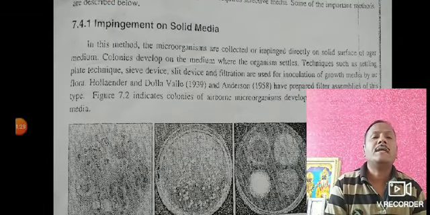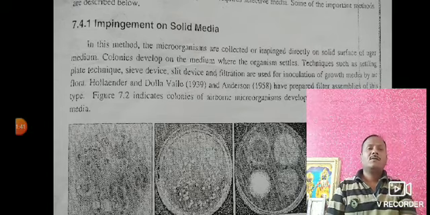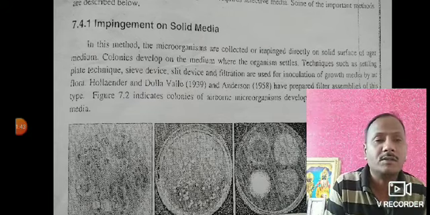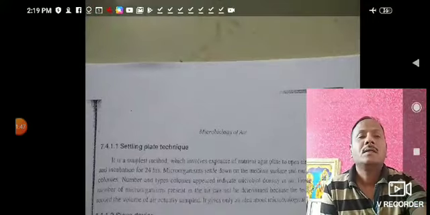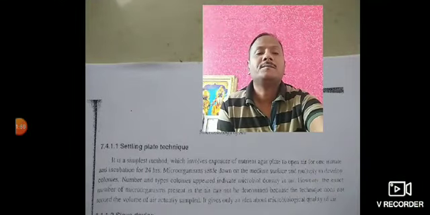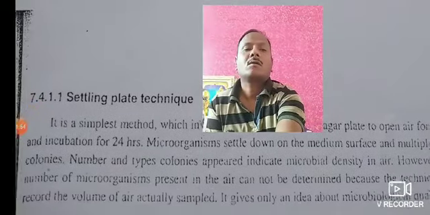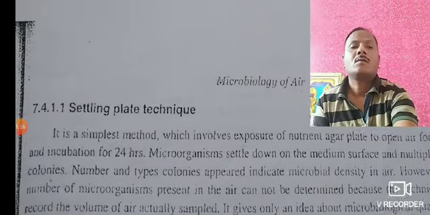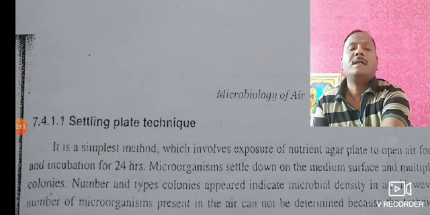The scientists Gallo and Anderson, in 1939 and 1958, first discovered these methods for enumeration of microorganisms from air. Let us see them one by one. This is the first method, that is the settling plate technique.